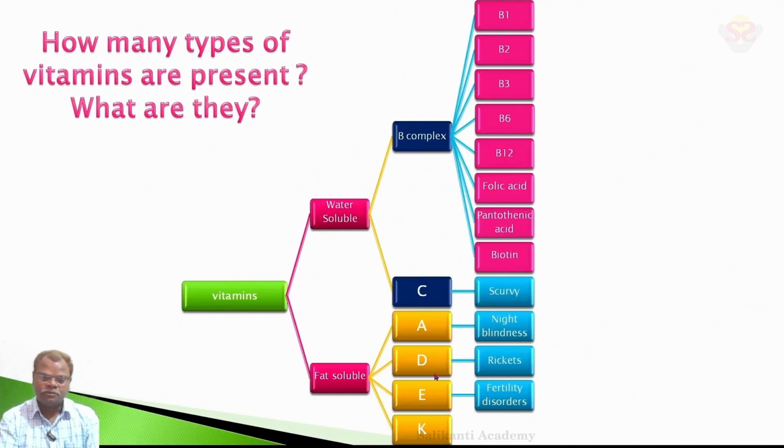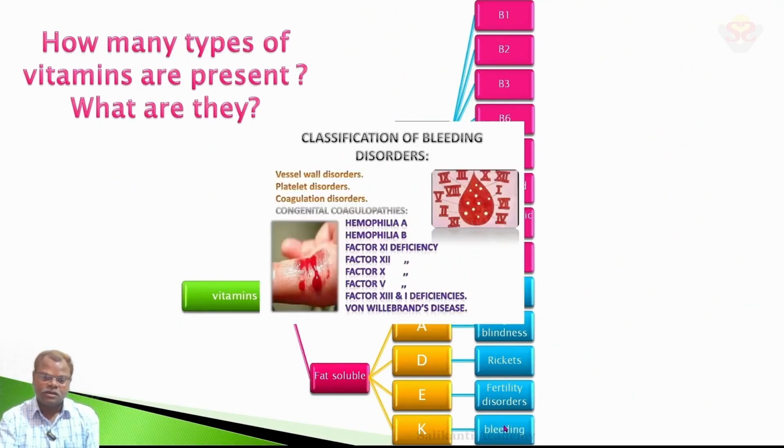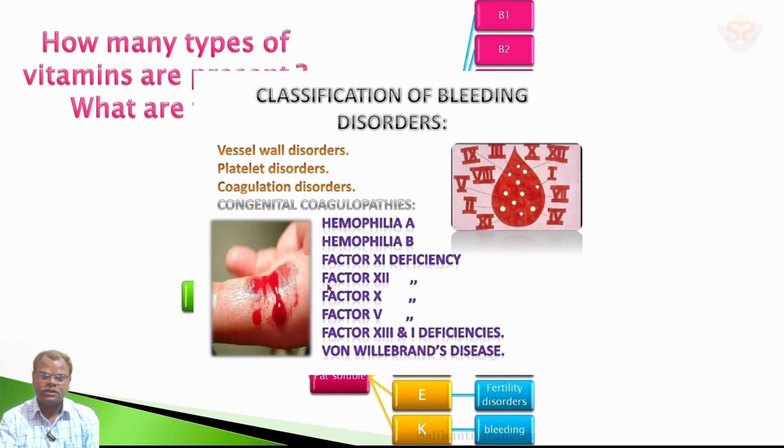The lack of vitamin K causes bleeding. What is the characteristic of bleeding? Bleeding is continuous flow of blood when you have a very small injury. It is very dangerous. Sometimes it causes death also. So you must have vitamin K rich food in your daily diet.